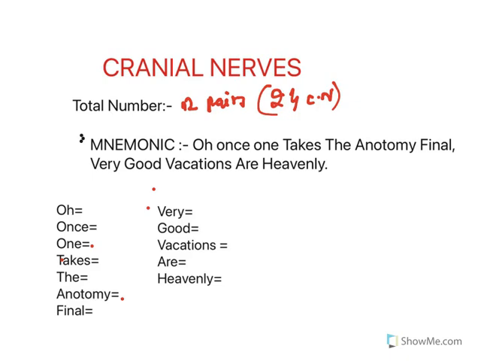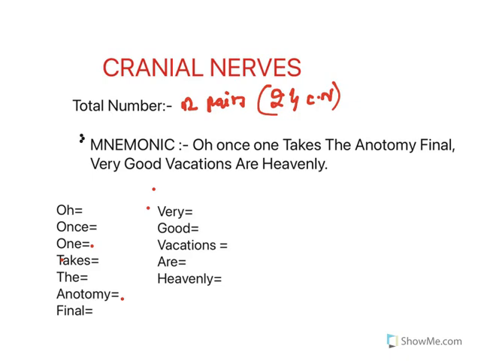just wording आप देख लीजिए, अगर pairs का जिक्र है तो 12 pairs, अगर just cranial nerve है तो the answer will be 24. now आज हम एक mnemonic पढ़ते हैं and that mnemonic is used to memorize the names of cranial nerves. इसके नाम हमें याद रखने हैं कि इसको हम किस तरह याद कर सकते हैं. So the first cranial nerve, what is the mnemonic? हम mnemonic पढ़ते हैं. Oh, once one takes the anatomy final, very good vacations are heavenly. इसका मतलब ये है कि जब आपकी anatomy final हो जाती है तो फिर आपकी जो vacations होती है वो सही गुजरती है, अच्छी गुजरती है.